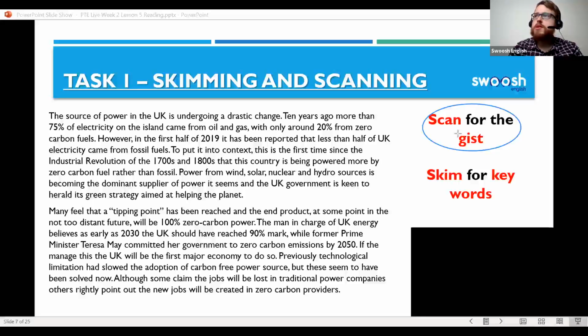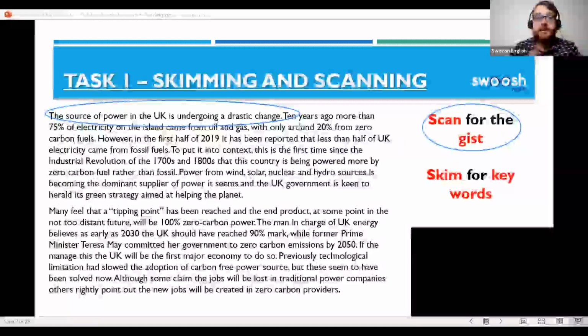So where do we look? Where is the information that we're trying to get when we're looking for the gist? Is there anywhere that we can extract that from? Well, often we can find that information at the start of a passage. If we have a read of this first sentence, the source of power in the UK is undergoing a drastic change. That's a pretty good way of summarizing the meaning of this text in the first sentence, otherwise known as the topic sentence. So when we're doing our scanning, make sure you pay attention to the first sentence of the first paragraph.